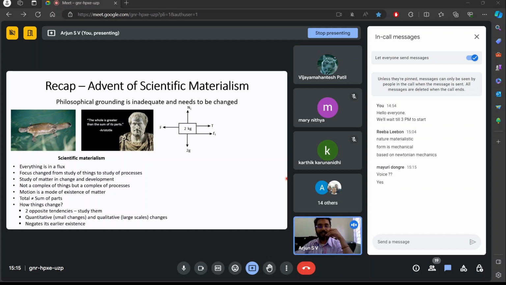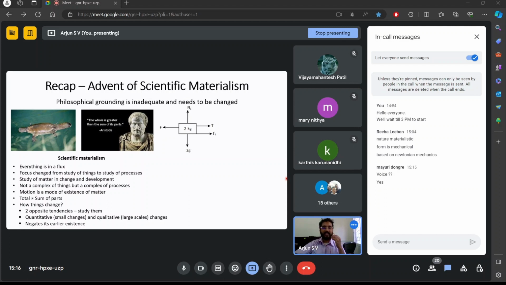So what I was saying is that rather than studying a single tendency in an object, people started to focus on two or multiple opposite tendencies existing in an object, and they also started to study the quantitative and qualitative changes. The examples the lecturer gave are that quantitative changes are small cell cycles or cell divisions, and qualitative changes are large evolutionary changes that happen over a large period of time for a large population of species.